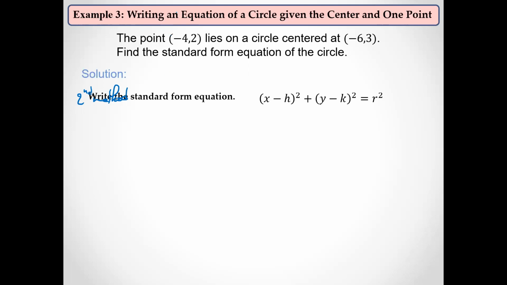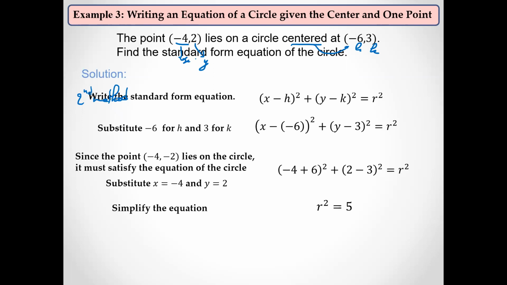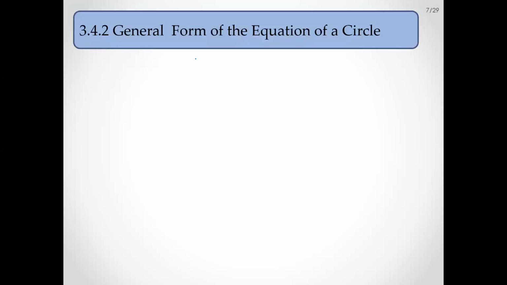So again, the center, this is the center. So this is h, this is k. And here we know a point on the circle. So this will play the role of x, and this is the value of y. And r is unknown, but we'll calculate it. So we substitute h minus 6 for h, 3 for k. And then, since the point lies on the circle, we substitute x by minus 4 and y by 2. We simplify, we get r squared is 5. And again, this is the equation. This is the standard form.